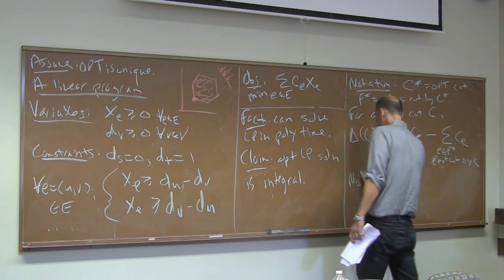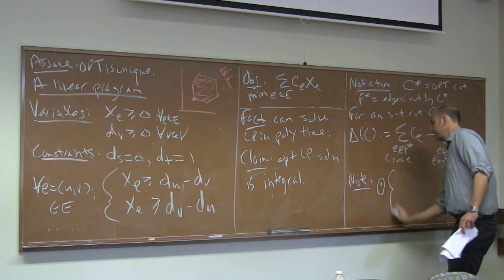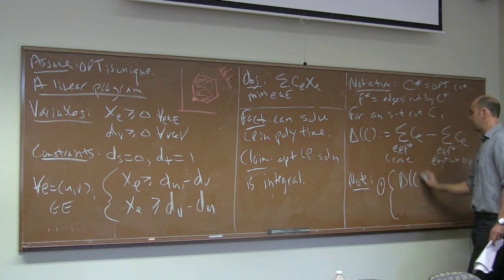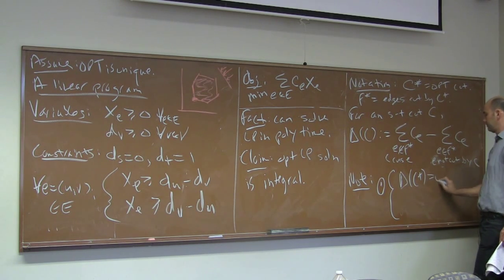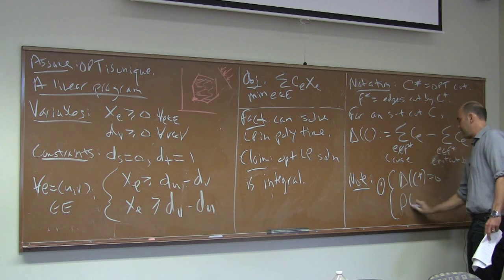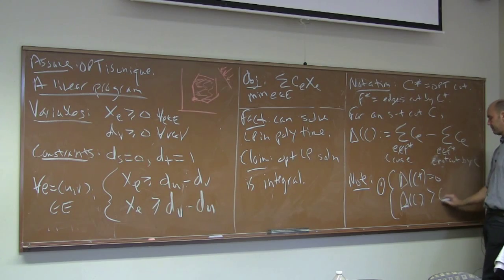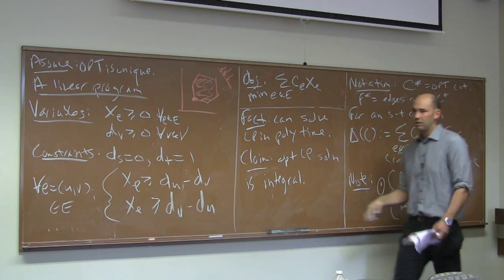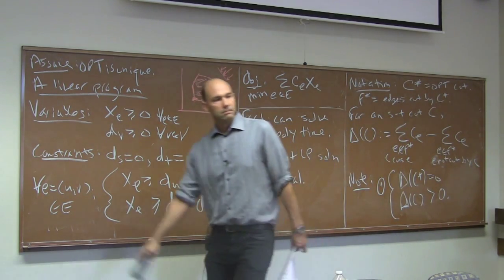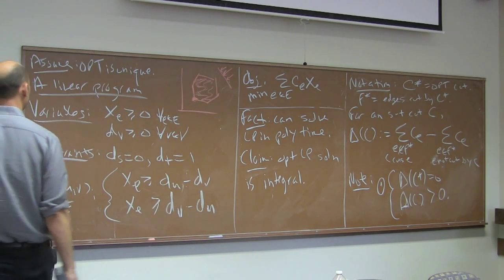So a very simple observation, just because C star is the unique optimal cut. So obviously delta of C star is 0. Both of these sums are vacuous. And any other cut, this is going to be strictly positive, right? Because we assume C star is the unique optimal cut. But that's really just some notation. Delta: how much worse other cuts are than C star.